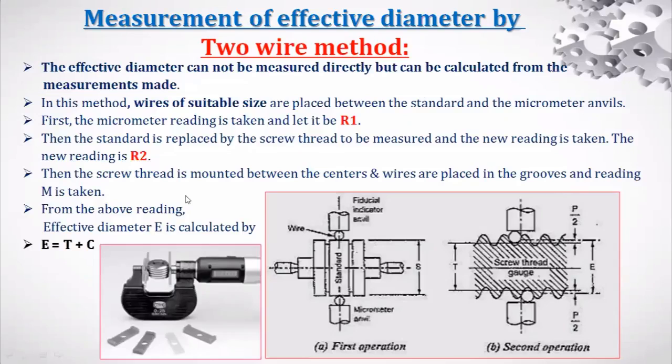So this is the way in which the two-wire method will be used. Using the two-wire method, the effective diameter will be calculated. E is equal to T plus C. One reading by using the standard cylinder, another with respect to the screw thread, the workpiece. You can observe in this image also the handheld micrometer. This is the given screw, and these are the screw threads, the standard wires which will be used to do the measurement.